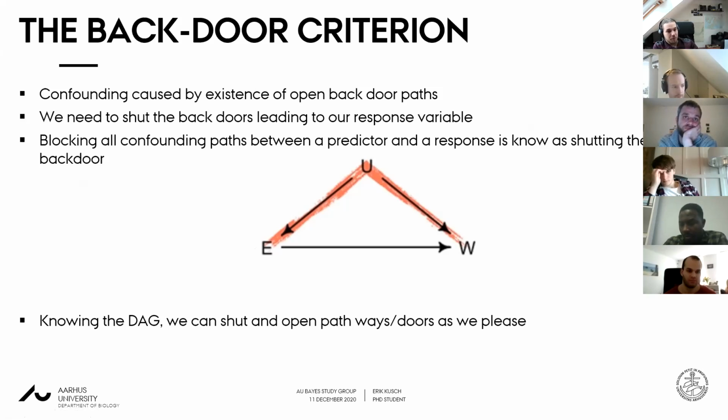So if we block all confounding paths between a predictor and the response we're interested in, so in this case, the path E-U-W needs to be blocked or shut in terms of backdoor terminology, we can then make some good inferences of the actual causal relationship between E and W, our predictor and our response. So knowing the directed acyclic graph, the DAG, we can shut and open paths or doors as we please. However, this gets out of hand super quick, and luckily there's a set of rules to deal with this, and R can handle most of this for you as well.